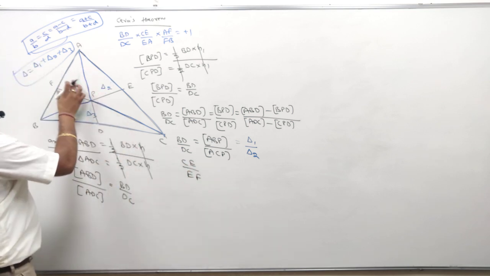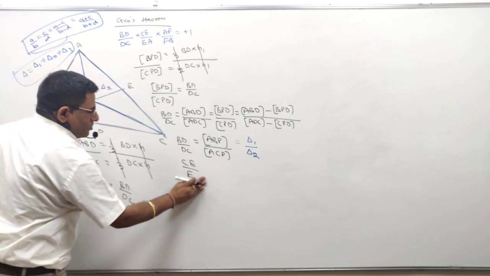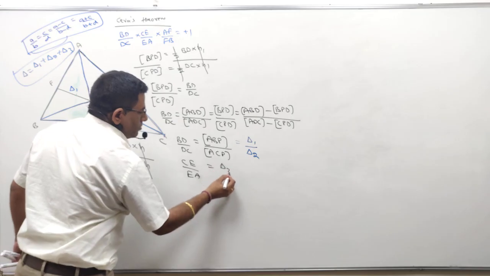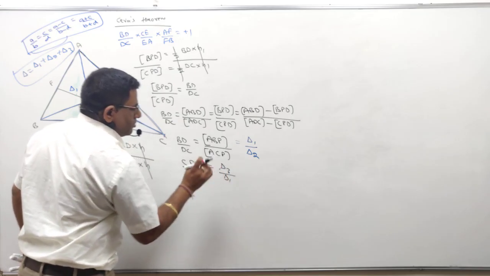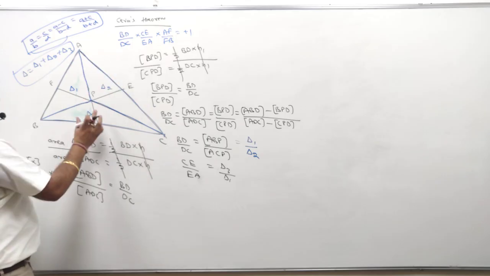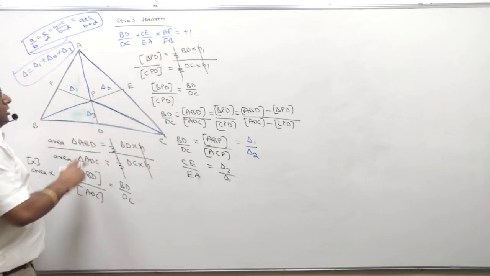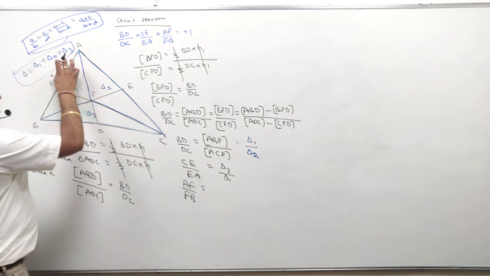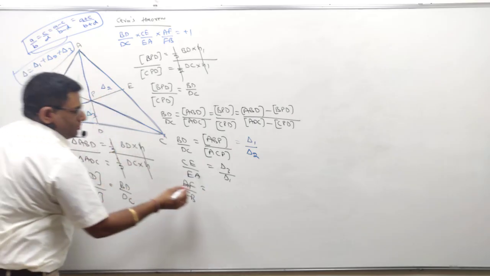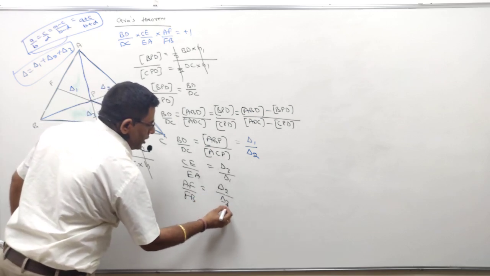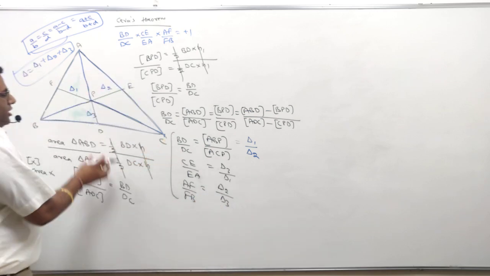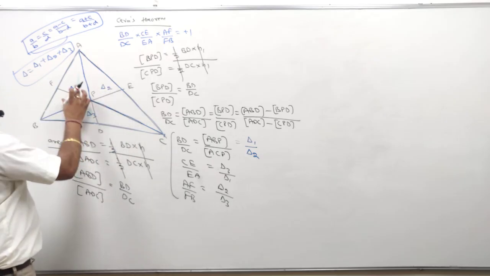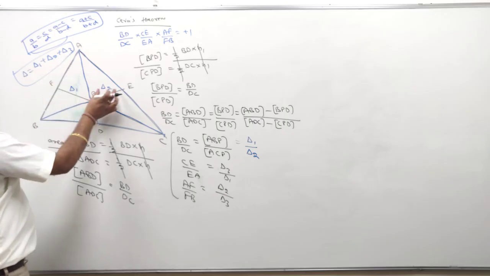Similarly, if BD upon DC is delta 1 by delta 2, then CE upon EA becomes delta 3 by delta 1, and AF upon FB becomes delta 2 by delta 3. Hope it is clear? So we are getting these three important results: BD upon DC is delta 1 by delta 2, CE upon EA is delta 3 by delta 1, and AF upon FB is delta 2 by delta 3.